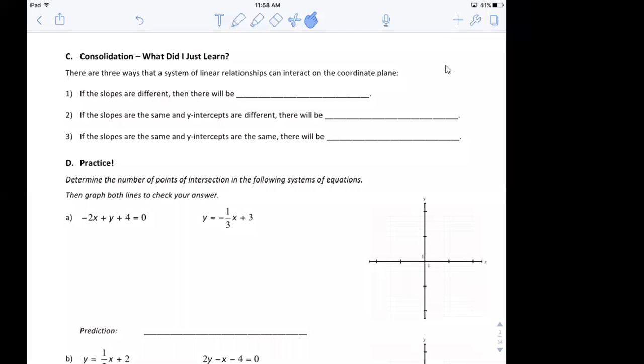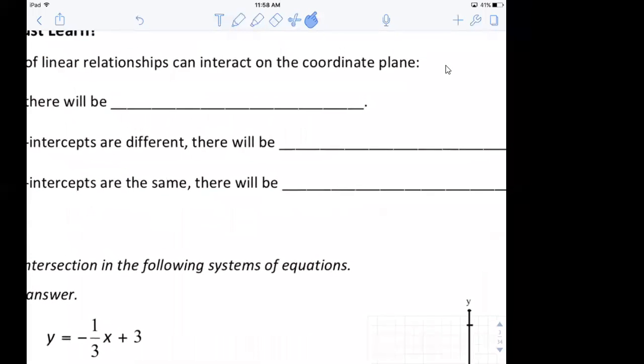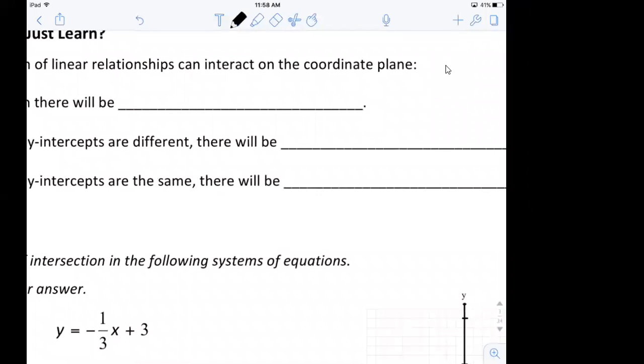So now at this point, we want to try and summarize all the things that we've just learned. We, again, ended up with three basic scenarios. If the slopes were different, then as long as the slopes are different, there is only one point of intersection, one POI.